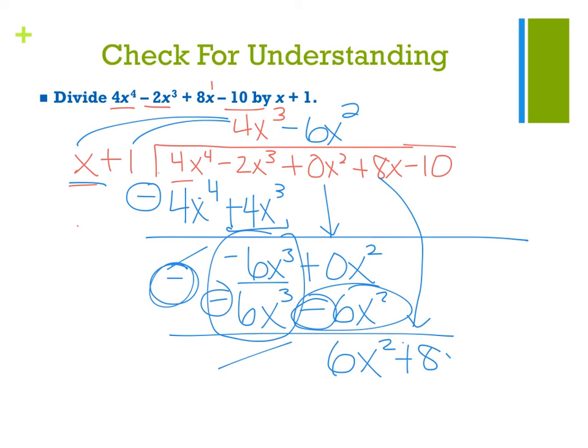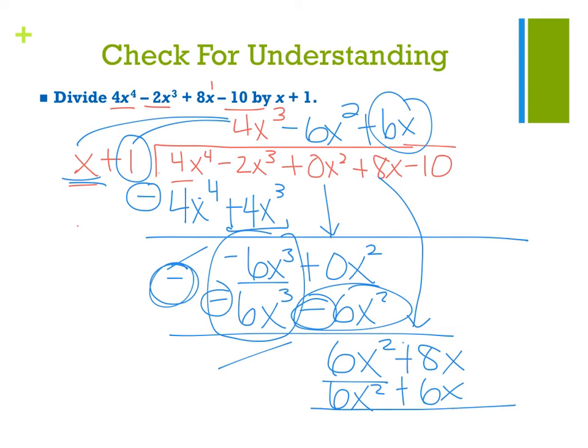So I'm going to carry down my 8x. This time I'm going to divide x into 6x squared, which gives me positive 6x. Then I'm going to multiply 6x times x, which is 6x squared. 6x times 1 is positive 6x. And I'm going to subtract my columns, which gives me 2x at the bottom. 6x squared and 6x squared give me nothing. And I'm going to carry down the negative 10.